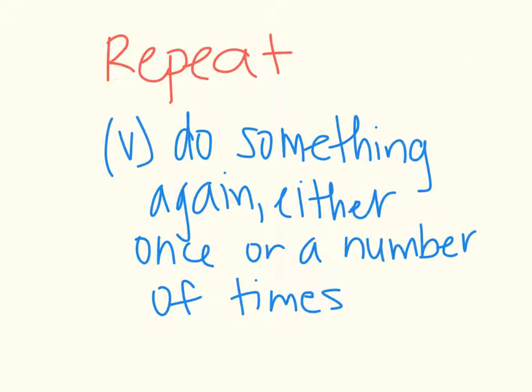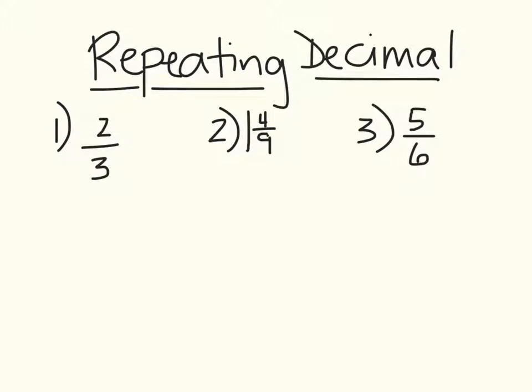The second type of decimal that we're going to look at is a repeating decimal. As we did with terminate, I want to look at our definition for repeat. The definition of repeat is to do something again, either once or a number of times. So when we're thinking about a repeating decimal, basically what that means is that the decimal or a number within the decimal is repeating. It kind of repeats itself over and over and over again.